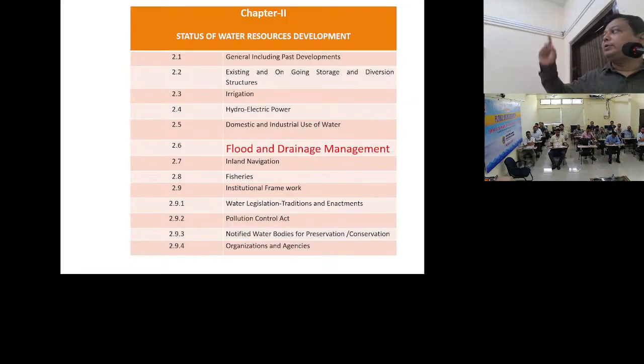So in chapter 2 of the master plan of your basin, you will get the information related to flood, because this is the status only. What is there at the present stage? What is the information about flood? Any up-to-date information will be provided in this chapter, in 2.6. So we will get all the historical information about flood at this point.